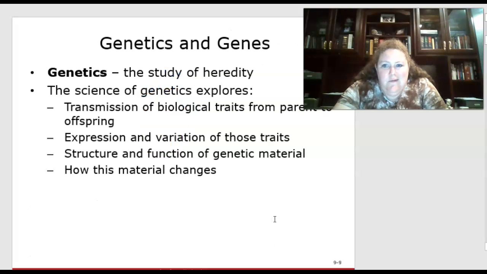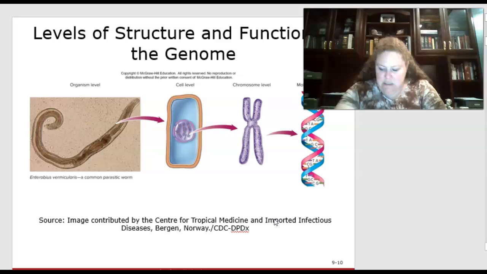So basically, what is genetics? Genetics is the study of heredity, right? This is the science that explores the transmission of biological traits from parents to offspring, the expression and variation of these traits, as well as the structure and function of the genetic material, and how this material changes.